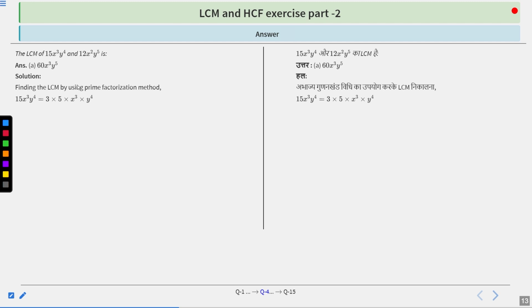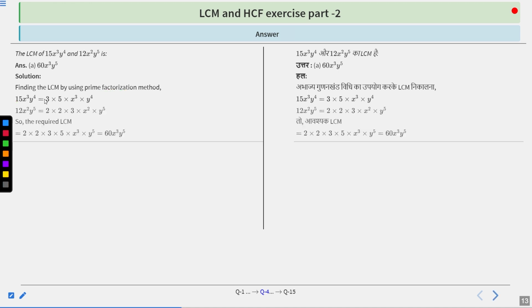Now, we are going to use the prime factorization method to find the LCM. 15x cube y4. 15 can be written as the factors of 3 into 5, and the factors should be prime. So 3 and 5 both are prime numbers, into x cube into y4 was given already. Next one was 12x square y raised to power 5. 12 can be written as 2 into 2 into 3, that are the prime factors of 12, and x square y5.